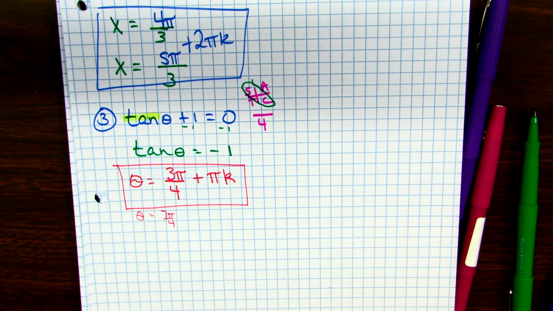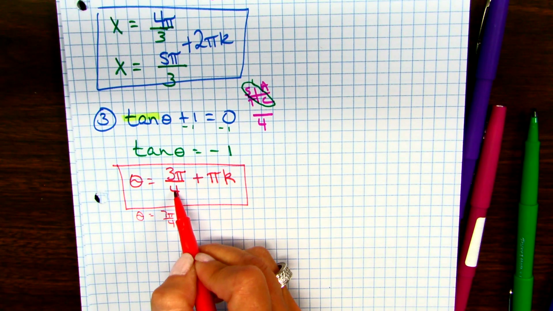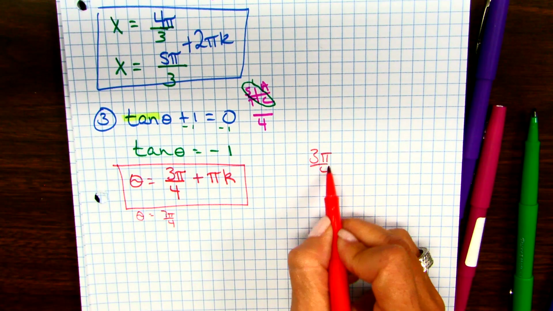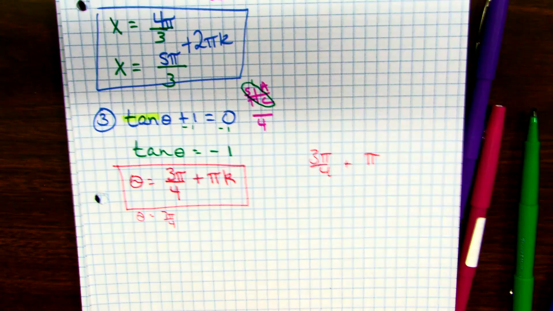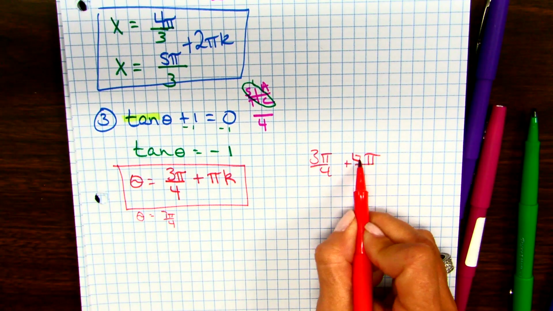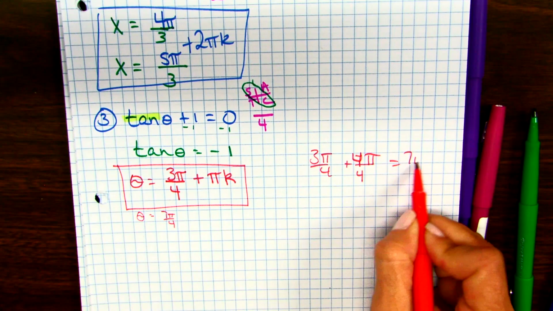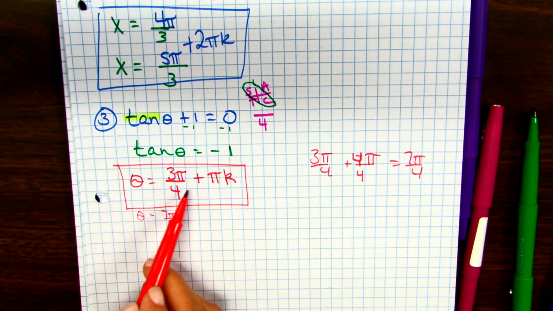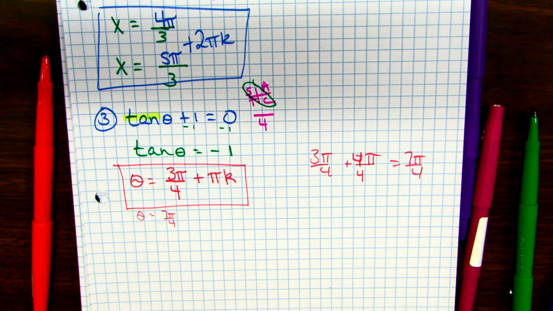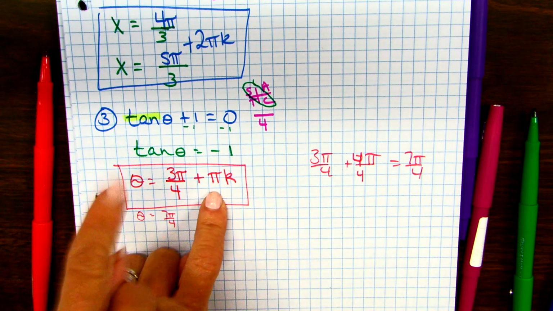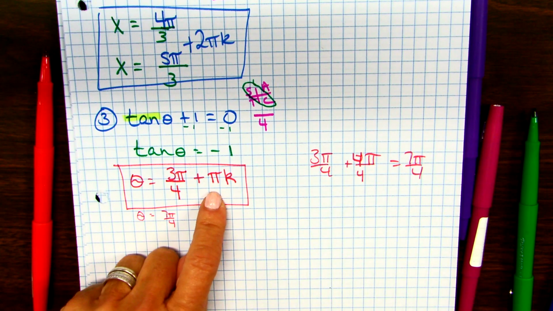Because of pi. What's 1 pi away from 3 pi over 4? If I add pi to that, right? 4 pi over 4. That's 7 pi over 4. Tan is special. Its period is much shorter. So you'll always cover every answer with just one of your answers, okay?